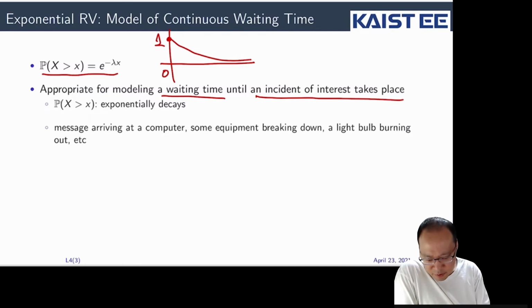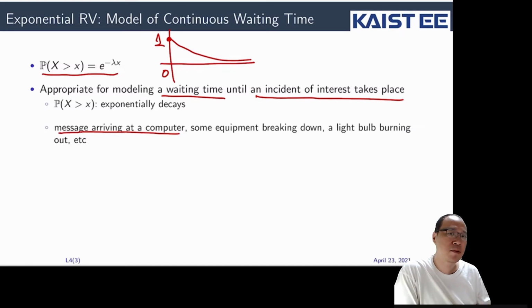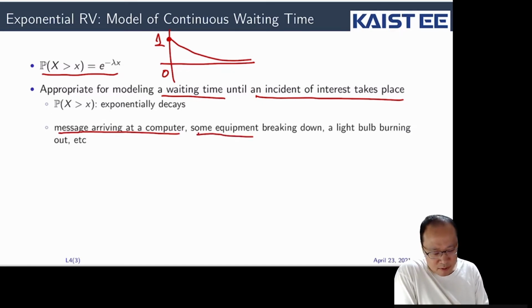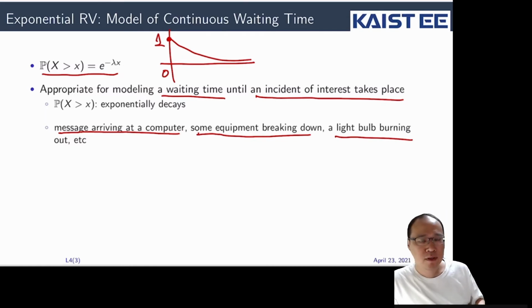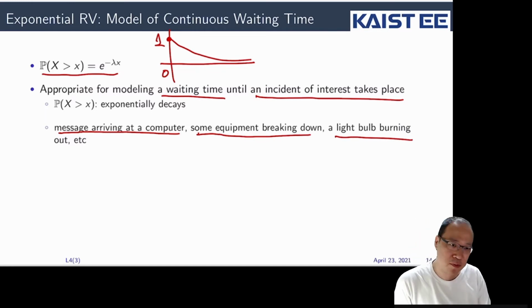Okay. So for example, what is the message arriving time at a computer? I need to wait for a message. Sometimes some equipment breaking down, okay? A light bulb burning out. Those are all waiting times. So in order to model this waiting time, we often use this exponential random variable.